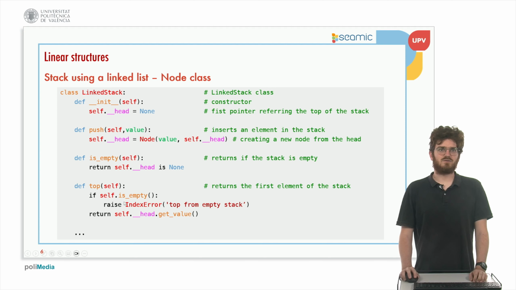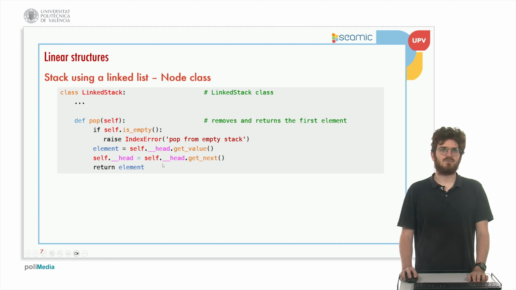And checking for the top element is also very simple. In this case, we're going to raise an exception called an index error exception, if the stack is empty, and so we cannot check the top element. And otherwise, we'll just call the method getValue from the head parameter, and that will give us the value that is being stored at the head or at the top of this stack.